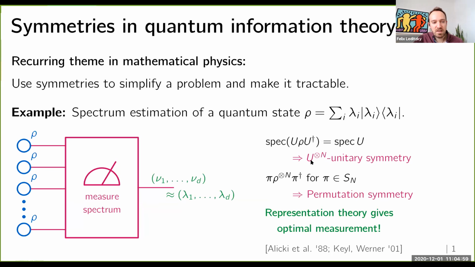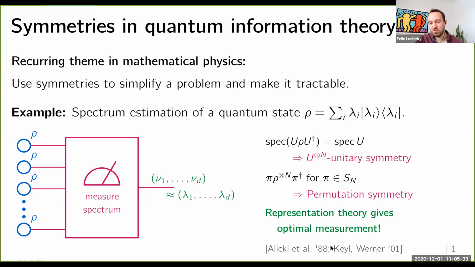The other symmetry that helps you in simplifying the problem is that when you're given n identical and independent copies of the state, then you can obviously permute the states and you don't change the problem. This is called permutation symmetry, where the symmetry group is the symmetric group on n symbols. Now you have these two symmetries, and representation theory actually tells you what the optimal measurement is, in the sense that it lets you guess the optimal measurement, and then you just need to prove that this is in fact the optimal measurement.